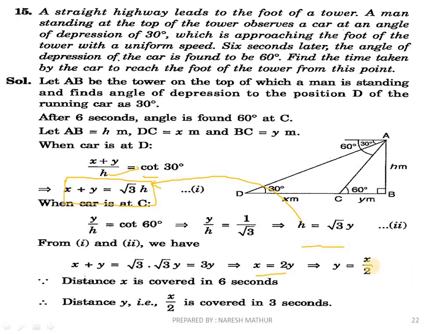See here, y equals x by 2. If the distance is half and the speed is uniform, then the time taken by the car would also be half. Therefore, distance y would be covered in 3 seconds, just because the distance is half of CD, in which the car is taking 6 seconds. Now we have half of the distance of CD, so the time taken will also be reduced, so it would be 3 seconds only.